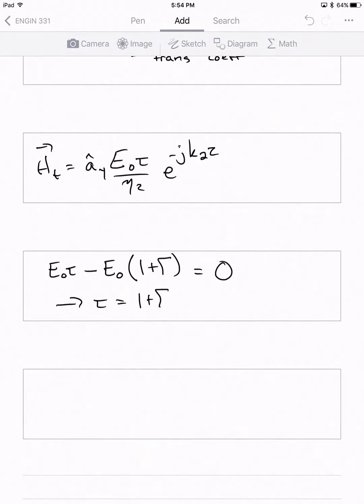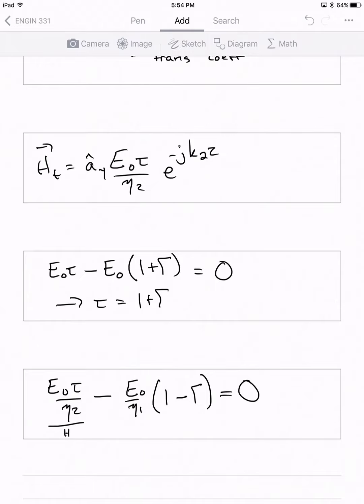Now for the magnetic field boundary condition, again we only have one component for the magnetic field. They're all y-directed. So when I write that out, H2 has the amplitude E naught tau over eta 2. And then we're going to subtract H1 from that, so it's going to be minus E naught over eta 1 times 1 minus gamma, because the H fields have opposite signs, and that's also equal to 0, again because we have no surface current density there. So this first term was H2 and this second term was H1.